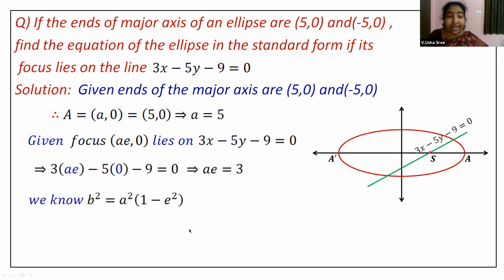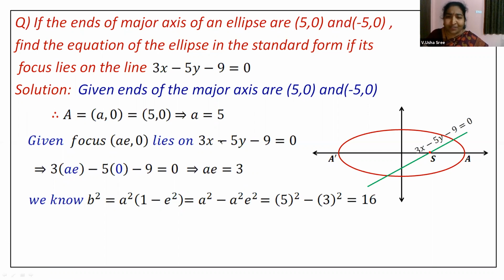So quickly, we will expand this a square into 1 minus e square. Then when we do that, we'll get it as a square minus a square e square. Now, a square, that is 5 square, and a square e square is nothing but (ae) whole square, isn't it? So directly we can take it as 3 square. So we'll write it as 5 square minus 3 square, 25 minus 9, which is 16. What is 16, children? That is nothing but the value of b square.